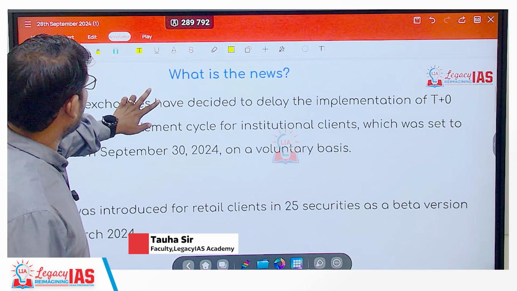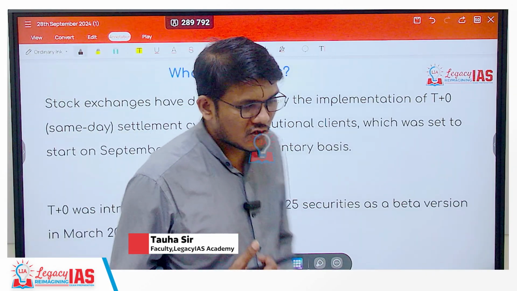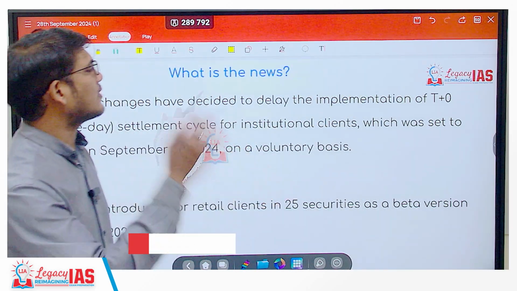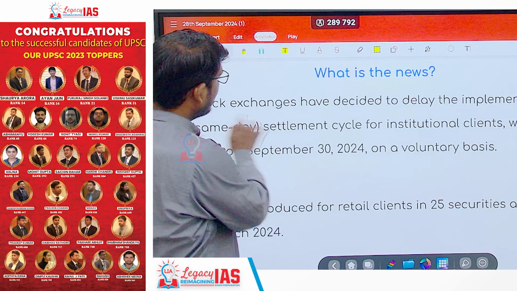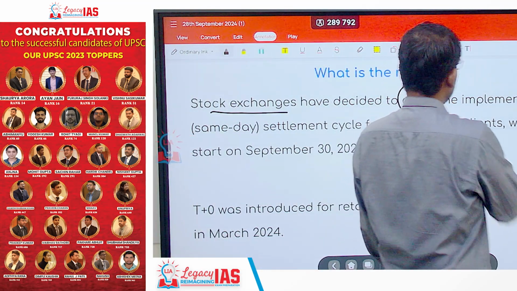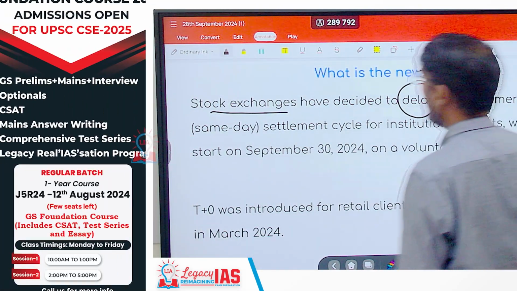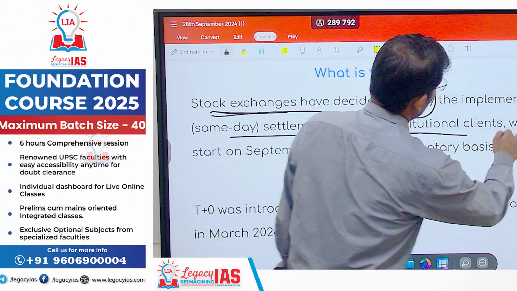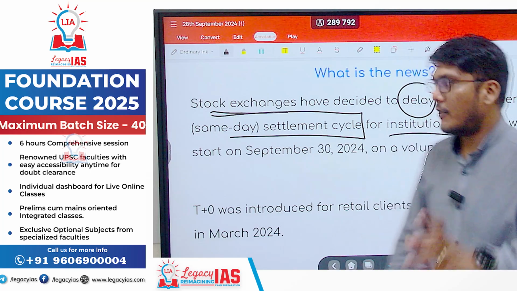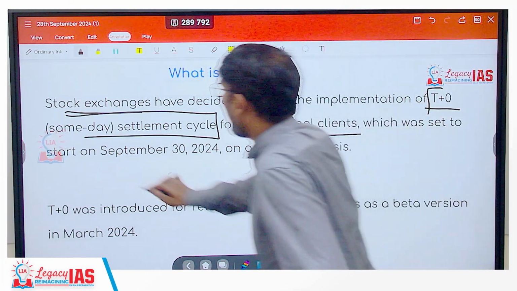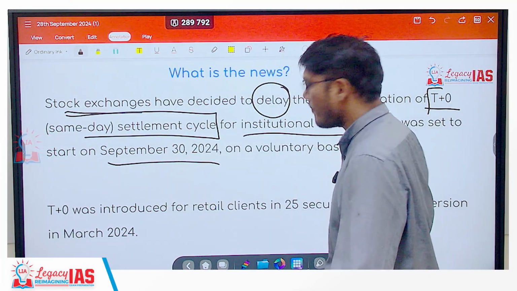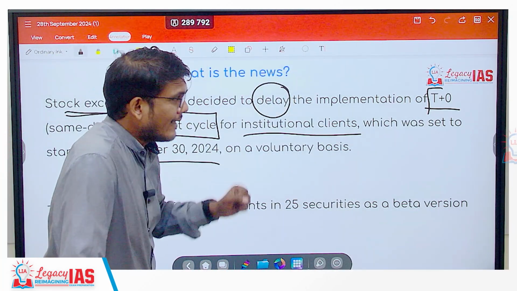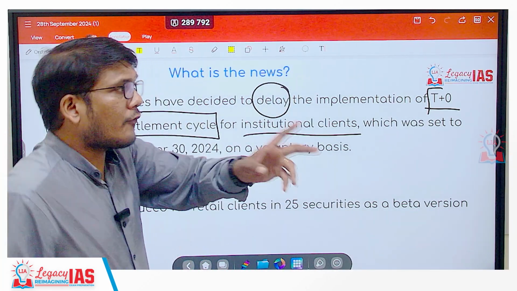So what's the news? The news is that the stock exchanges have decided to delay the implementation of T+0 settlement. They have decided that they will delay the implementation of T+0 settlement cycle for institutional clients. It was set to start on September 30th, 2024 on a voluntary basis, right? But now that is going to be delayed for institutional clients. That means what? Not for the retail clients.